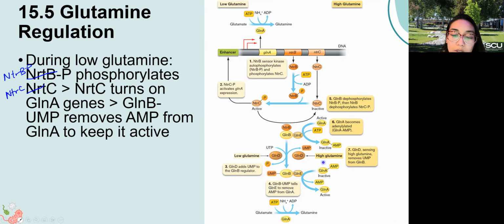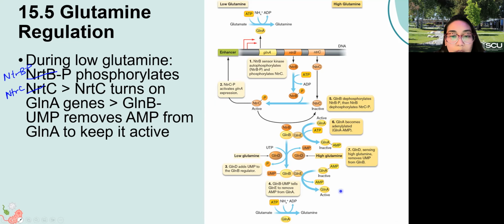So here's a picture of that. GLNA with AMP is the inactive form. Now, when the GLNB is attached to UMP, it is capable of removing this AMP to make the GLNA the active form again. So it basically maintains the activity of GLNA and makes sure that there's no AMP attached to it.